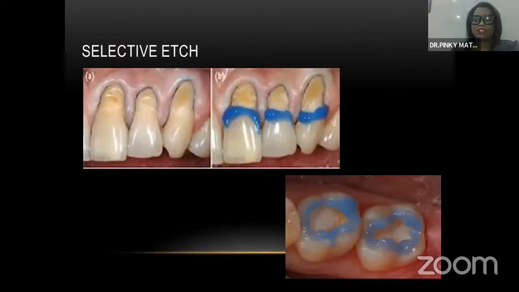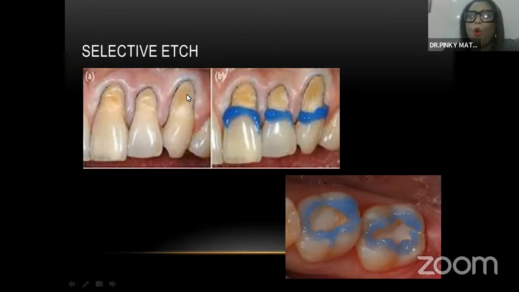Now, what is selective etching? Now, let's have a clear picture. If you can see here in this picture, this nice class 5 cavity, you can see dentine exposure, but here we are in enamel. You think you are going to apply your etching bonding. You must have had cases like this where you're doing nice resin cements and the patient comes back and the filling has come out. Why? Because there's so much water going to be present here.